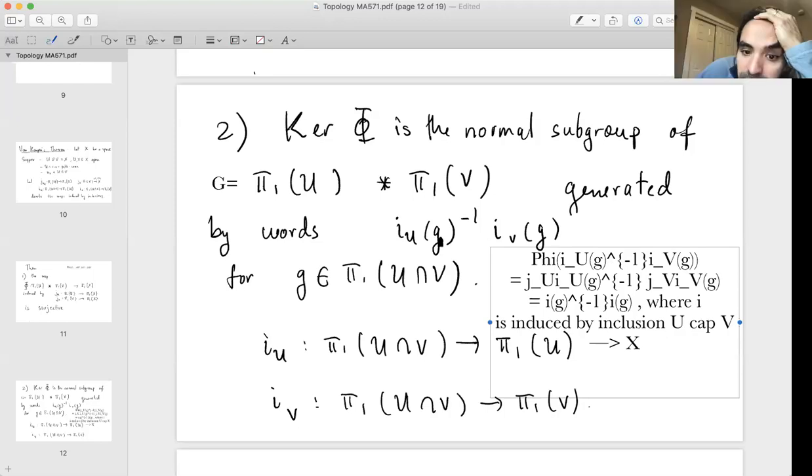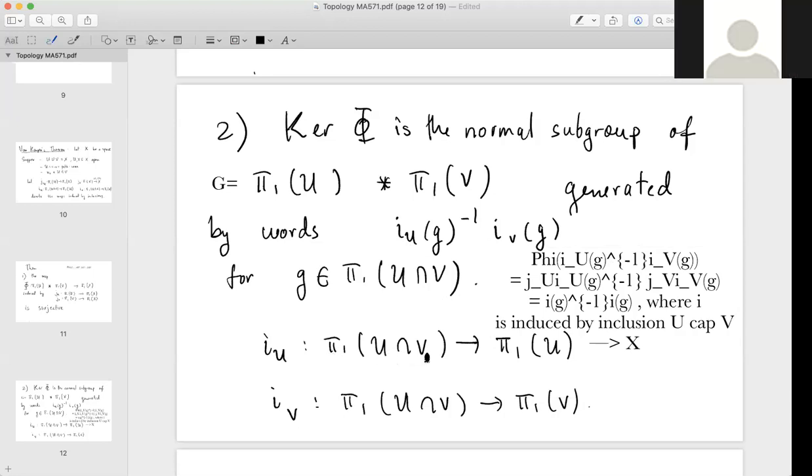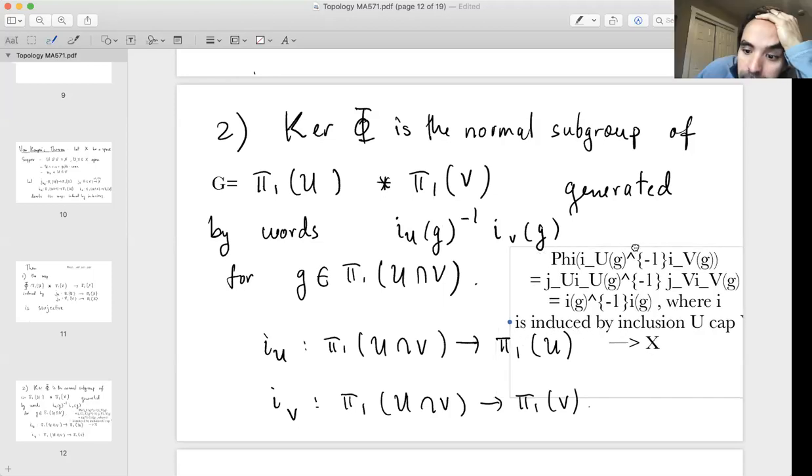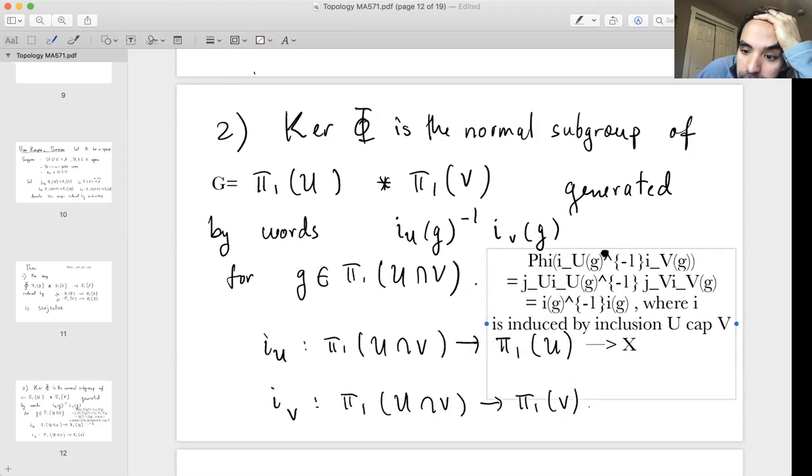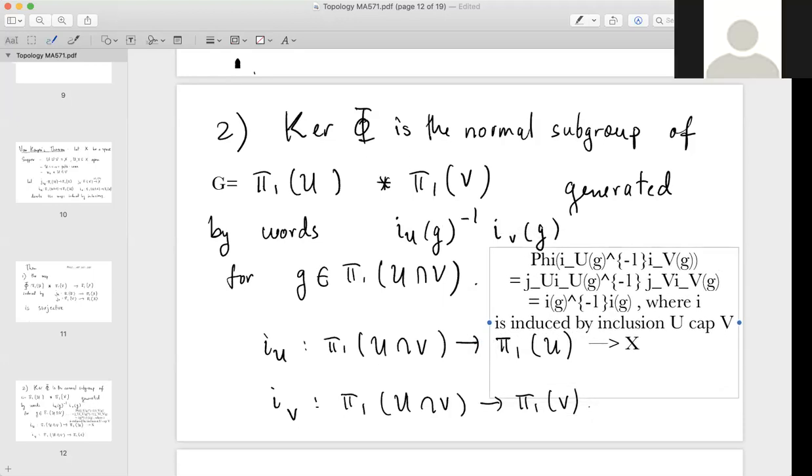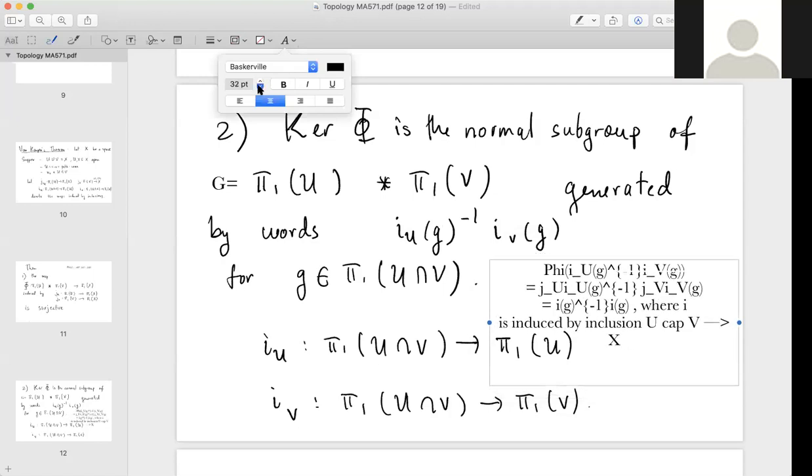Right. So g is an element in a group, in this group, right? i_U is a group homomorphism. i_U goes from pi_1 of U intersection V to pi_1 of U. That's a group homomorphism, right? So i_U of g is a group element in pi_1(U). So this is the inverse of that element. Yeah, exactly. Okay, I think that makes sense.